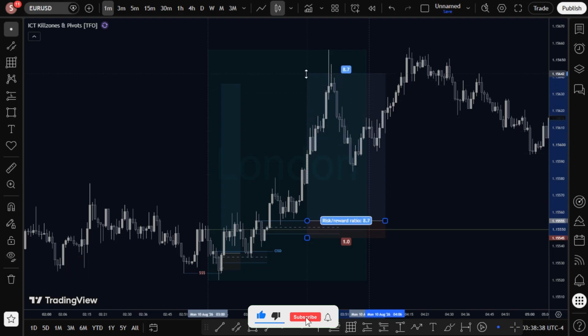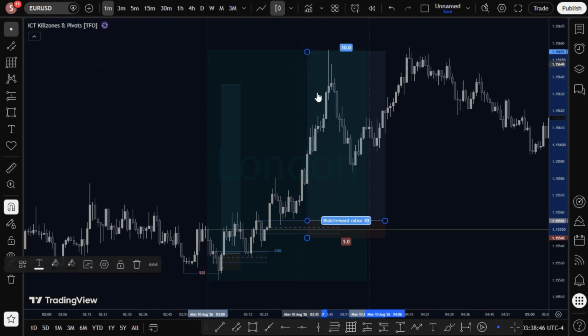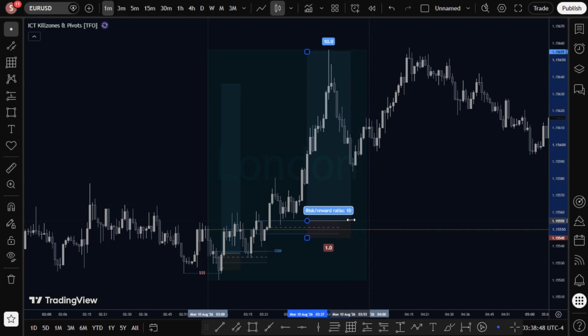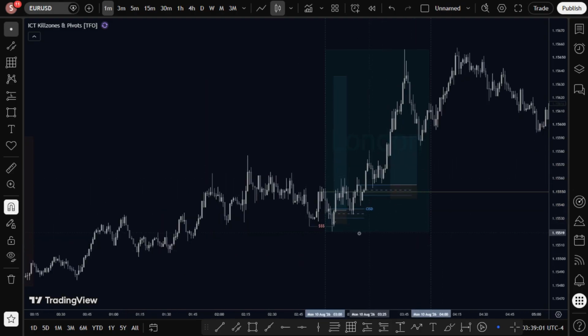And you can target again 10 pips. But I'm not advising you to go for 10 pips. You don't always get to 10 pips. So you can take 1 to 5, 1 to 4, 1 to 3, or 1 to 2. You can be taking 1 to 3, 1 to 2.5. That's okay. So now that is it for London.